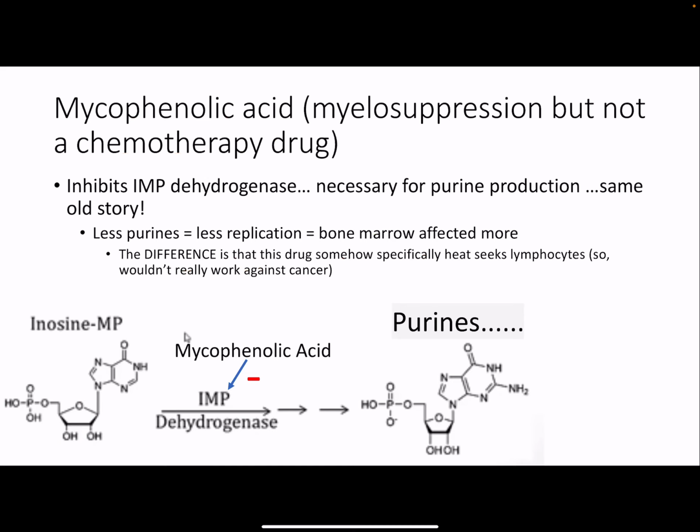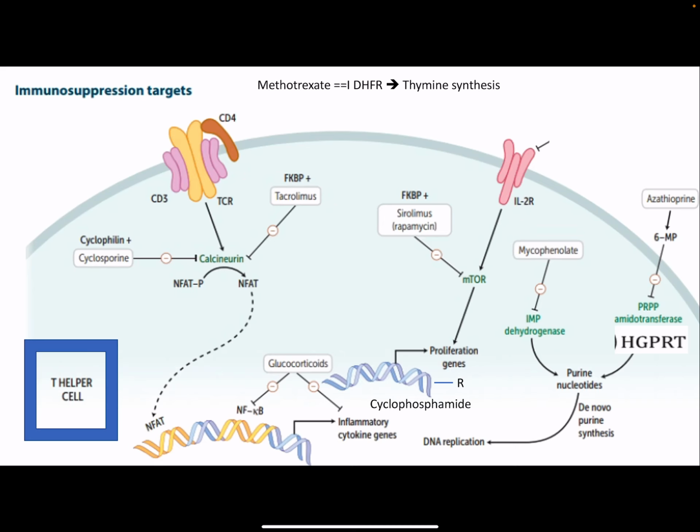All right, mycophenolic acid is a myelosuppressant, but we said it's not a chemotherapy drug. How does this work? IMP dehydrogenase is necessary to make purines. So it turns inosine and it basically just makes purines. To make a long story short, this inhibits that. Okay, it's the same thing. Can't make purines. You can't do DNA replication. That affects your bone marrow. Why doesn't this affect cancer? Because this somehow heat seeks for lymphocytes, so it's going to leave cancer alone. So don't use it as a chemotherapy drug.